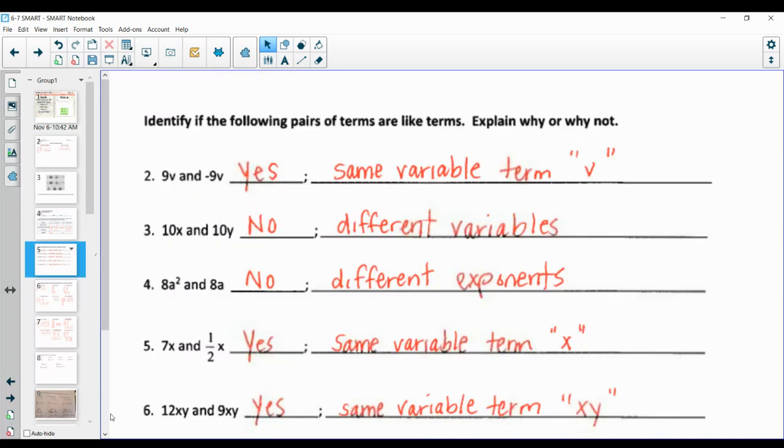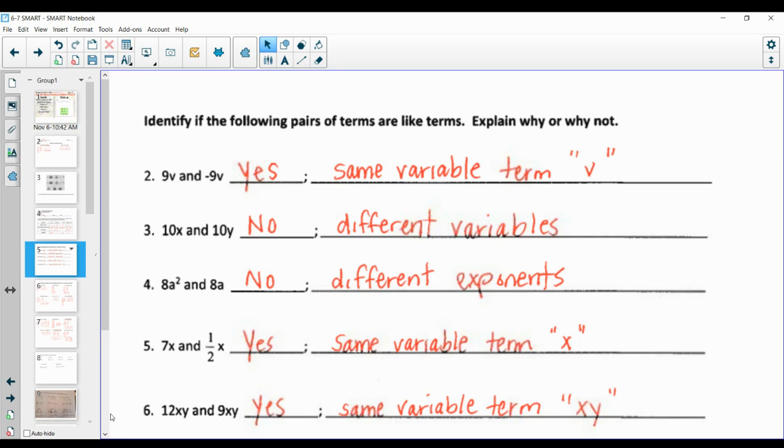Are they like terms? So go through number 2. It was yes, they both have that v variable term. Number 3, despite both having 10, it's really about the variable. So x and y, they're not the same variables. That's not like terms. For number 4, despite both of them being a, it's a squared and just a to the first. So those are different exponents.